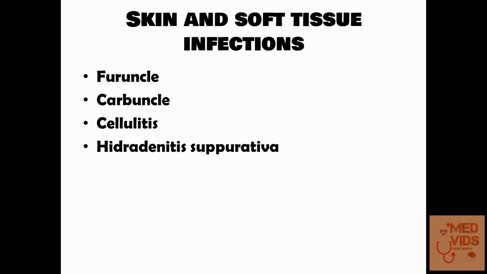First, let's talk about the skin and soft tissue infections. They can cause furuncle, which are commonly known as boils. They can cause carbuncle, cellulitis, which is infection of skin and the subcutaneous tissue. They can cause hidradenitis suppurativa, which is actually a recurrent follicular infection in areas which are rich in apocrine glands, for example axilla. And they can also cause botryomycosis, which is a condition which resembles mycetoma.